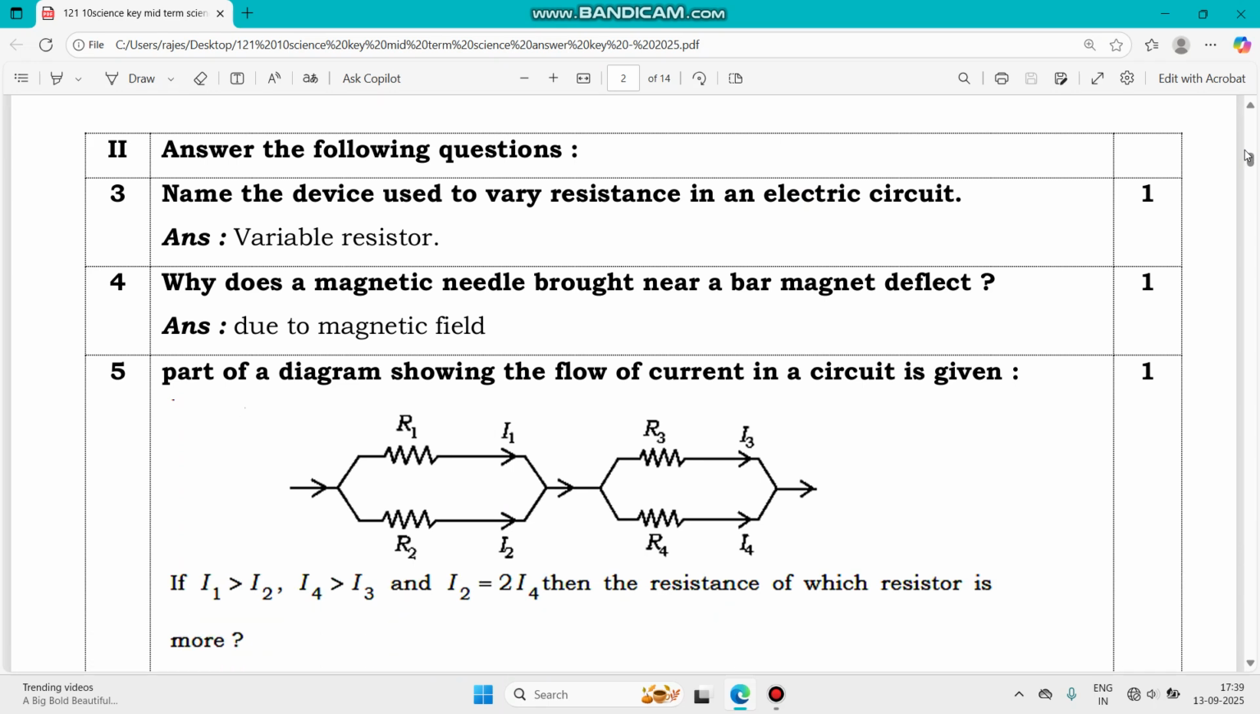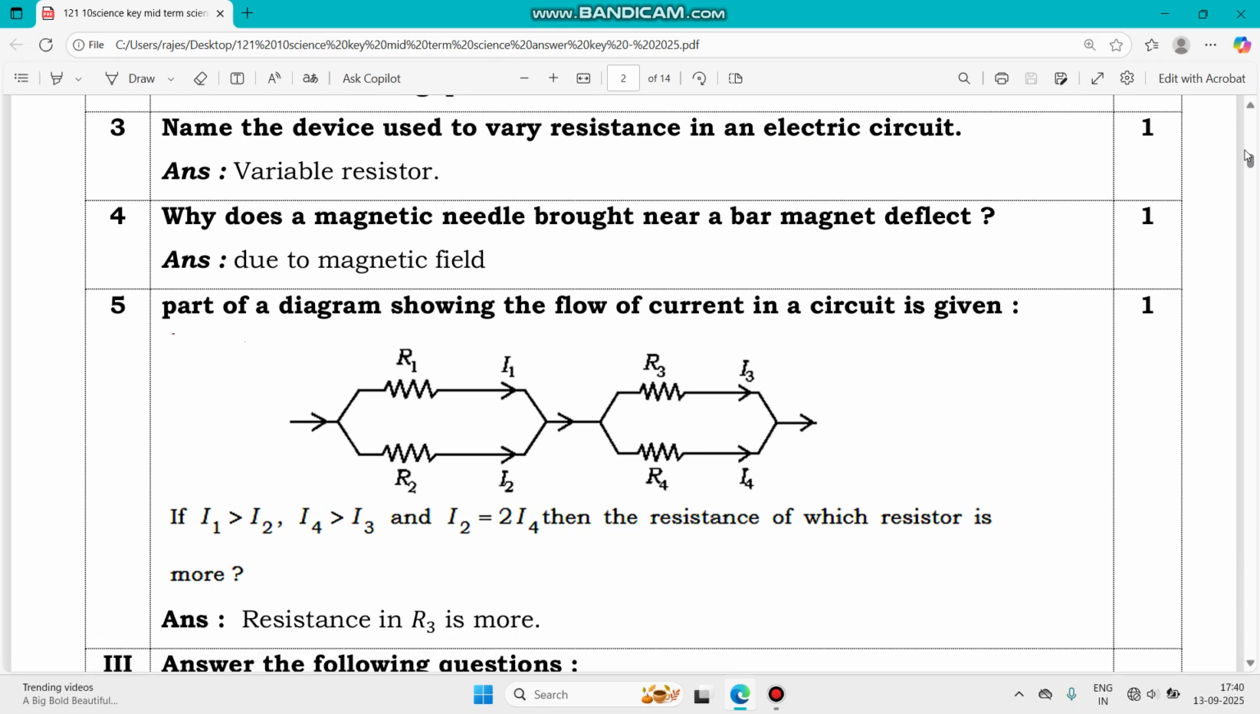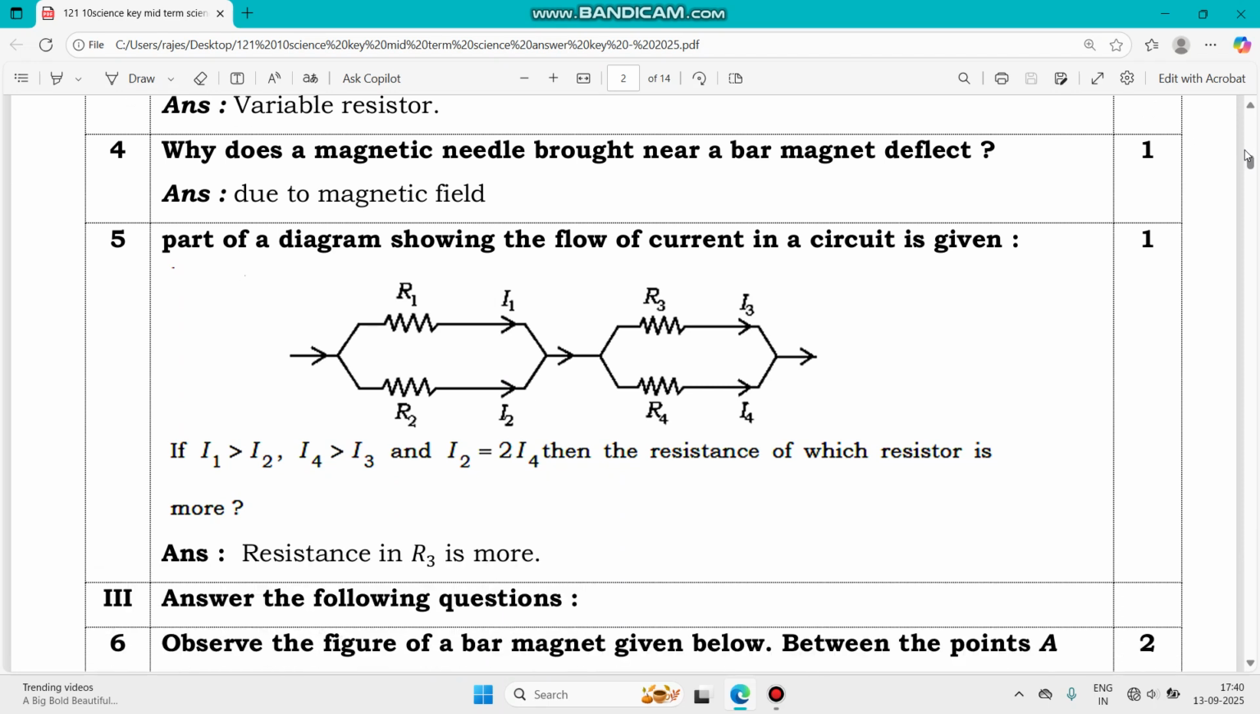So then the device used to vary the resistance in an electric circuit is a variable resistor. Why does a magnetic needle brought near a bar magnet deflect? Due to the magnetic field. So the fifth one, a part of a diagram showing the flow of current in a circuit is given. So you are seeing the condition. So here the resistance in R3 is more.